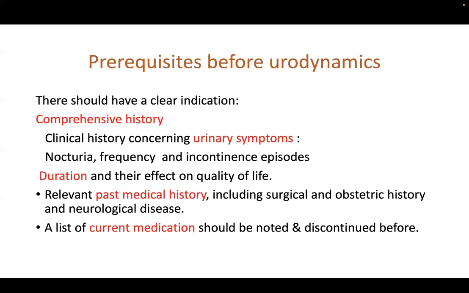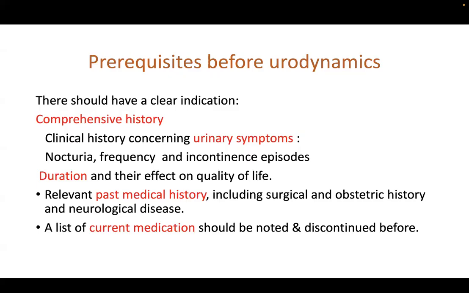So we should have a comprehensive history regarding her conditions, her urinary symptoms, what type of symptoms she has, whether the patient is having stress symptoms or urge symptoms or mixed symptoms, and for how long the patient is having these symptoms and whether these symptoms affect their quality of life. Now regarding her past history, whether the patient has any previous surgery like any incontinence surgery, and her obstetric and neurological history are important, whether the patient has any neurological disease or diabetes. Another important thing is the medication history.